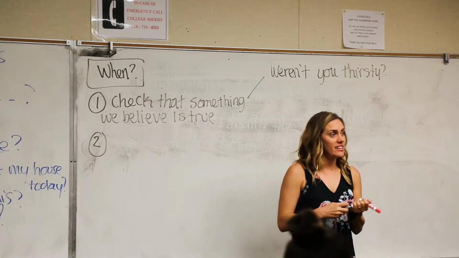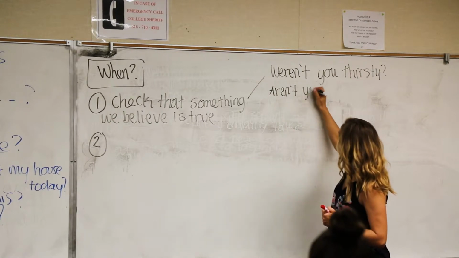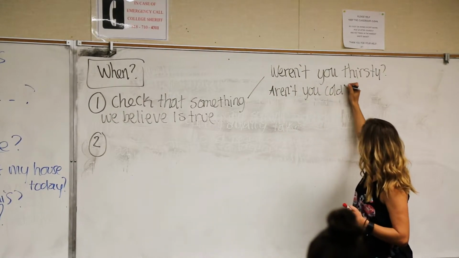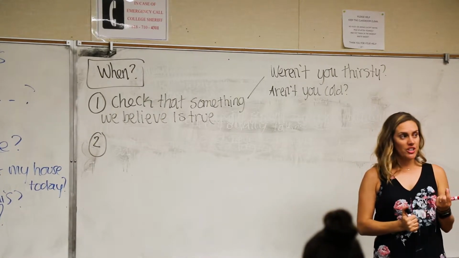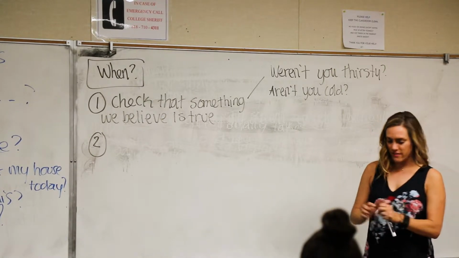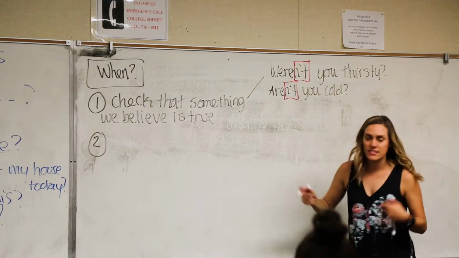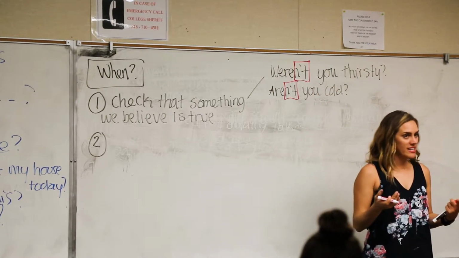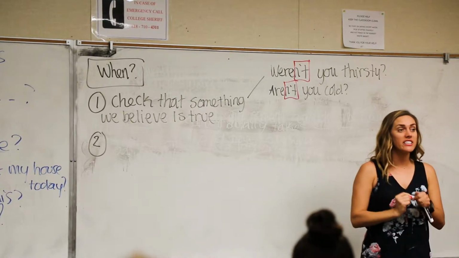So I can say, aren't you cold? Aren't you cold? Right? I'm pretty sure because she's wearing a jacket, right? So I'm making it negative because it's my way of asking a question that I think I already know the answer to.